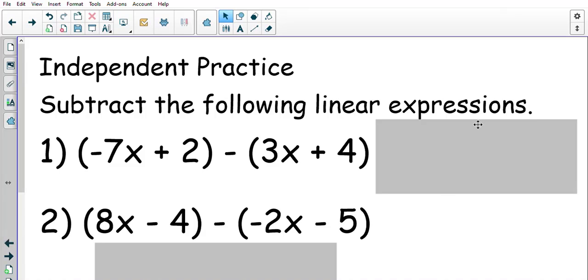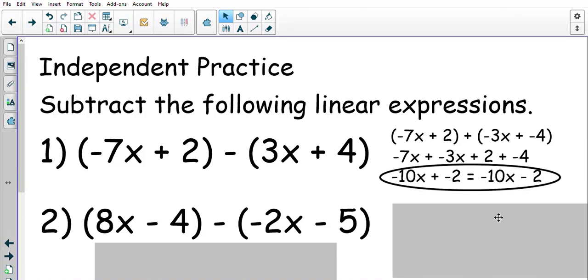I'm going to go ahead and slide all of this out of the way. Final solution should be negative 10x plus negative 2, or negative 10x minus 2. So negative 7x plus 2 stays the same. Subtraction becomes addition, as you see right here. And then positive 3x becomes negative 3x. Positive 4 becomes negative 4. Put your like terms side by side, negative 7x and negative 3x to get negative 10x, 2 and negative 4 to get negative 2. So final solution, negative 10x plus negative 2.